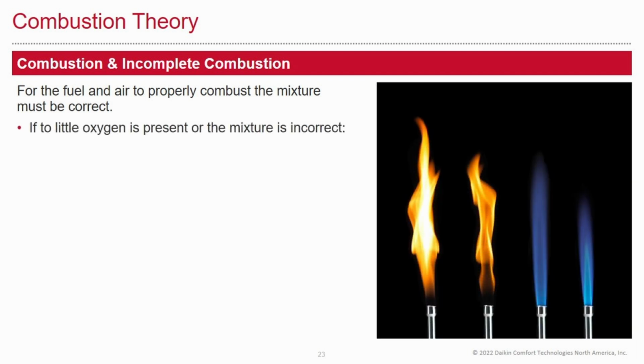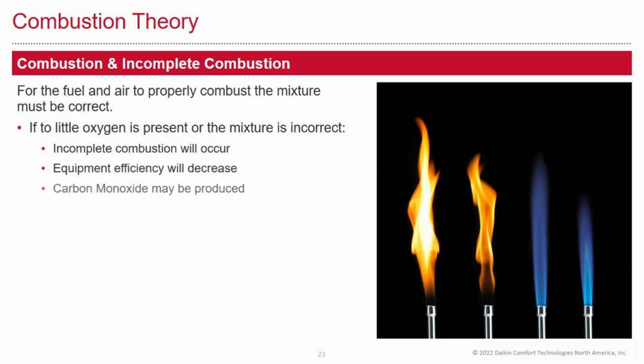Combustion and incomplete combustion. For the fuel and air to properly combust, the mixture must be correct. If not enough oxygen is present or the mixture is incorrect, incomplete combustion will occur. Equipment efficiency will be decreased. Carbon monoxide may be produced. Soot may be produced.